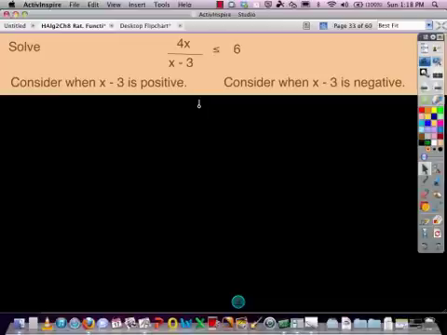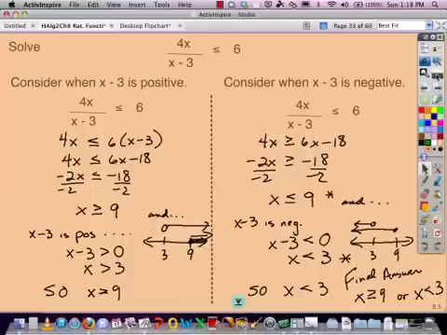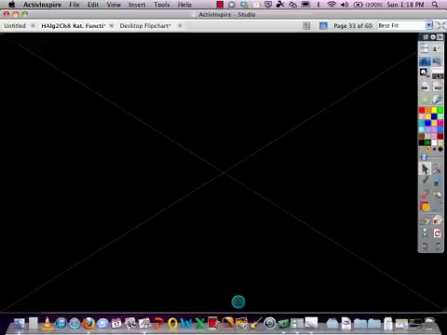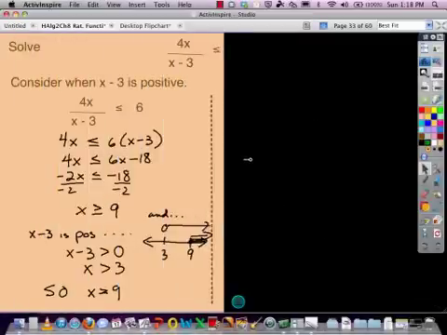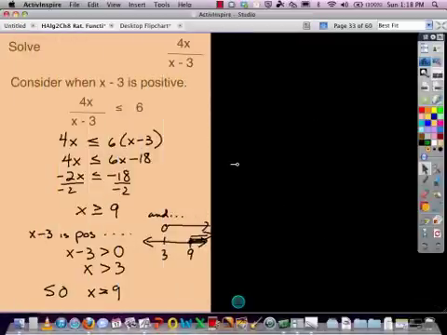So in an inequality, we're going to have to take into consideration both things. So let's do them one at a time. Let's do the positive first. So we got our original equation. If we consider our x minus 3 to be positive, then we're looking at this just like we did the proportions a minute ago on the other ones.